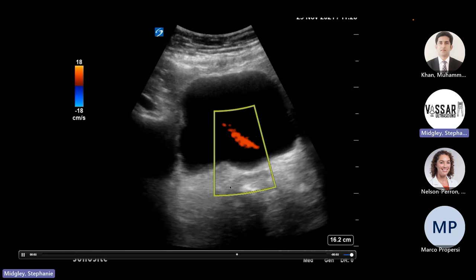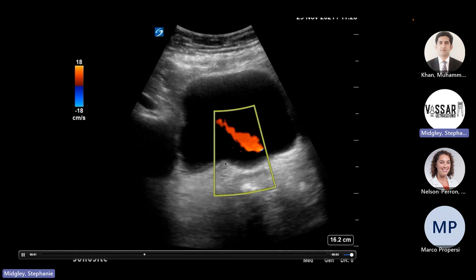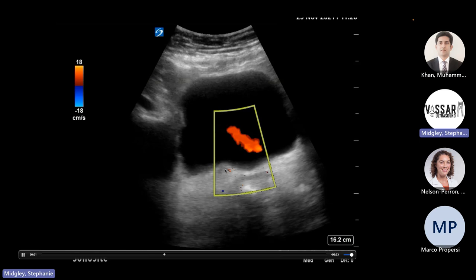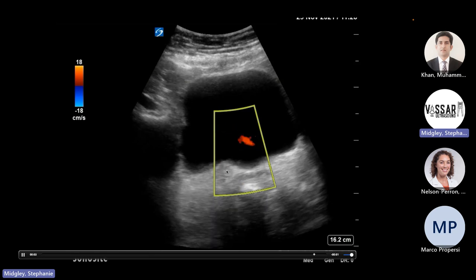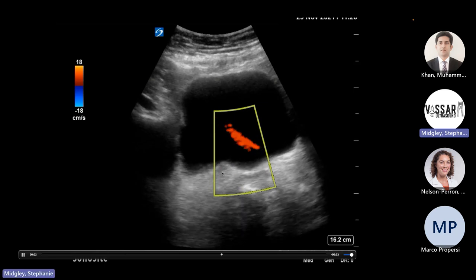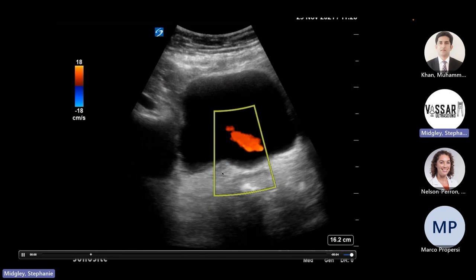So if you're assessing somebody, say, with flank pain, and you scan them, they've got hydro on one side, you do their bladder, you put your color flow on, and you find a twinkle artifact right at the UVJ, you've sort of made their diagnosis, and you don't necessarily need the CAT scan. And you can manage them conservatively: fluids, pain medicine, and then follow up.